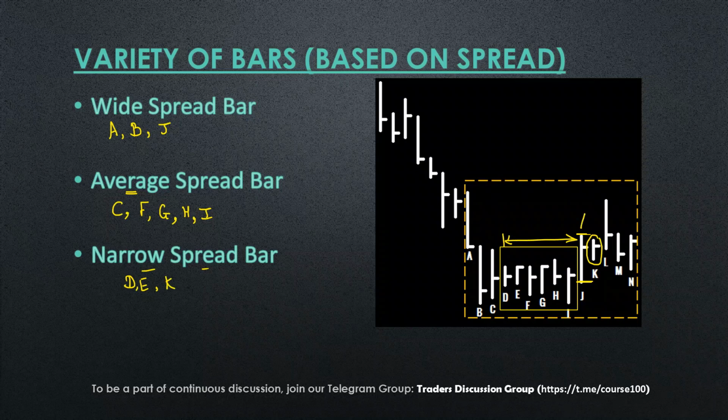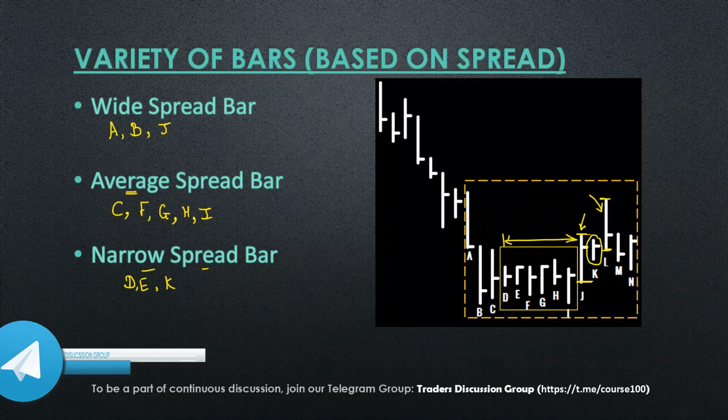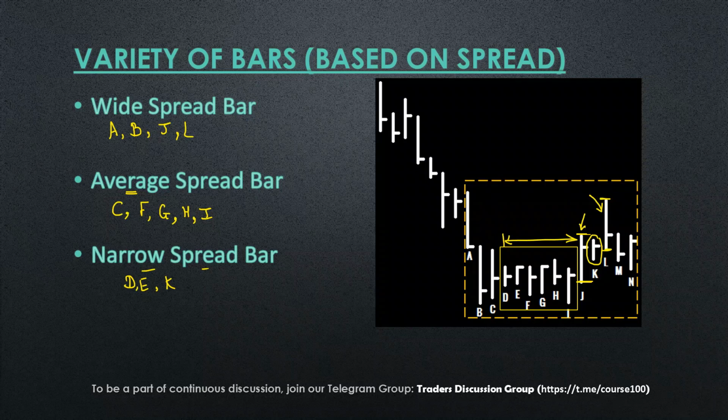Again, the size of J and the spread of L are almost the same. It looks like they are the same. So in that regard, I'll put my L bar into wide spread bars, and then M and N we can take as average spread bars, right? So there is no hard and fast rule to define the bars based on their spread.